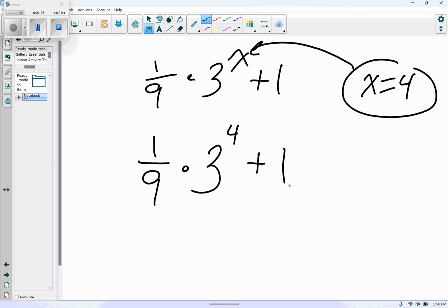All right, so what is order of operations? So should I go 1/9 times 3 first? Or should I go 3 raised to the x plus 1? Or should I actually figure out what 3 raised to the fourth power is? And what is 3 to the fourth power? Wait a minute. So I think you're absolutely right saying we have to do this first. But how do I do 3 to the fourth power? What does that mean?